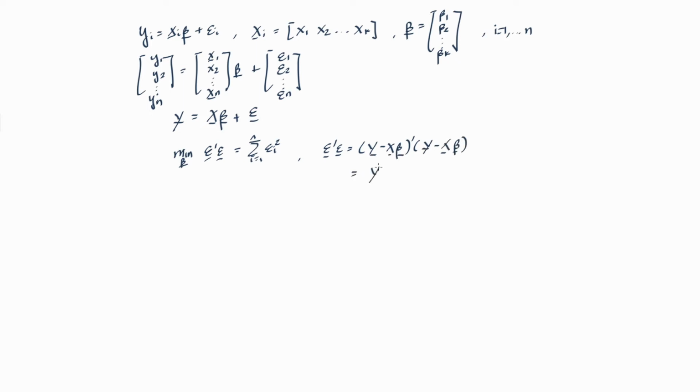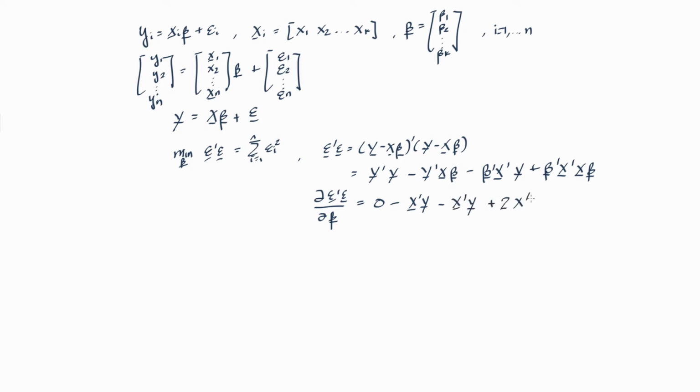Expanding this equation, we have y prime y minus y prime X beta minus beta prime X prime y plus beta prime X prime X beta. Minimizing epsilon prime epsilon, we get the first derivative with respect to the beta vector, which is equal to 0. And using the properties of matrix calculus, this is negative X prime y minus X prime y plus 2 X prime X beta, because this is a quadratic form.